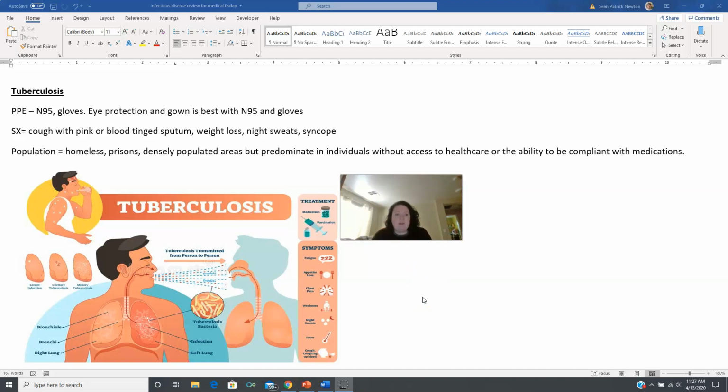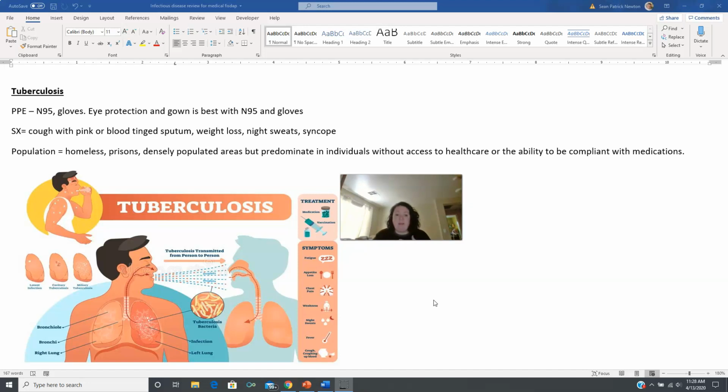Population, homeless is what you should word associate with tuberculosis, but anyone in densely populated areas, predominantly individuals without access to health care or the ability to be compliant with medication. So the homeless already have medical problems. They probably don't have excellent nutrition. They don't always have good shelter, so they have issues with exposure. And then their weakened immune system will let them contract tuberculosis. And they don't always have the ability to be compliant.